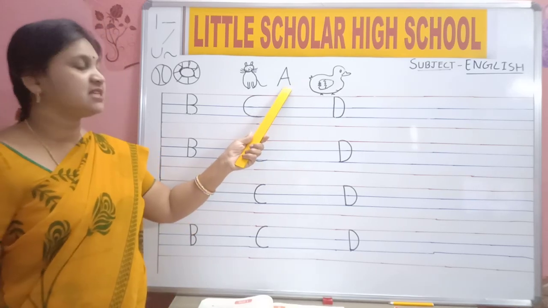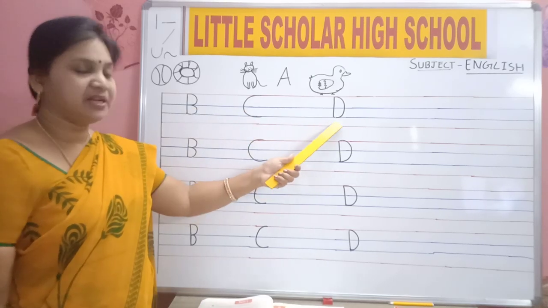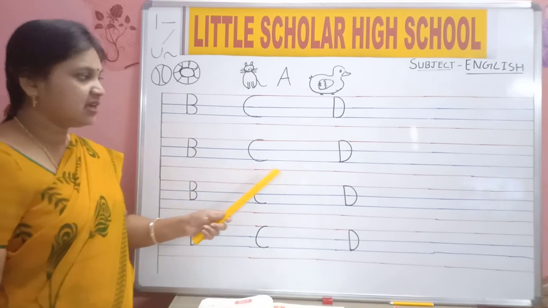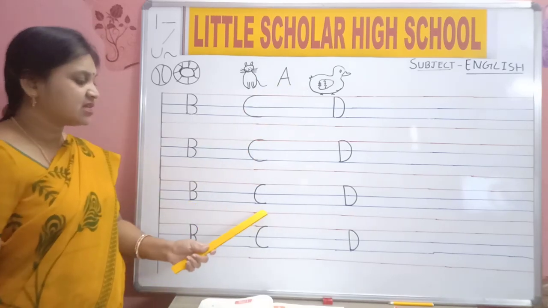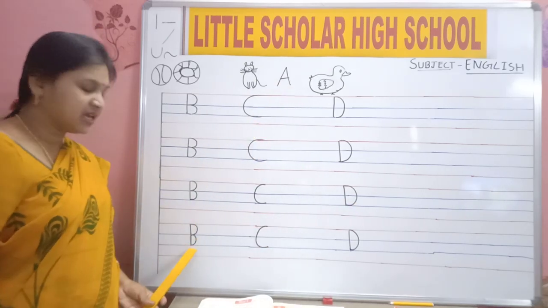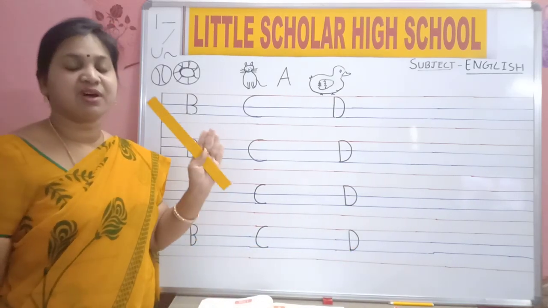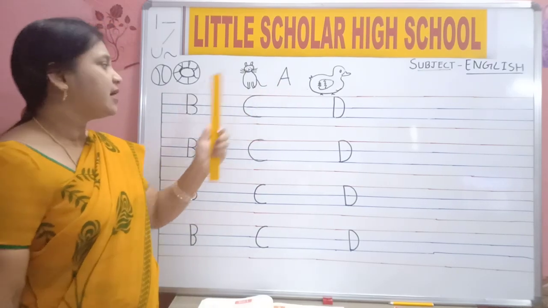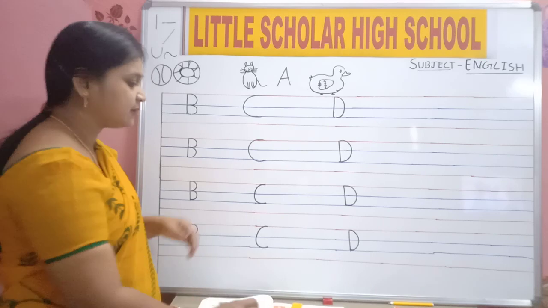Once again, which letter is this? A, B, C, D. Again, A, B, C, D. These are the first 4 letters, A, B, C, D. When you are writing A, B, C, D, you will write these first 4 letters first. Yes, understood how to write?